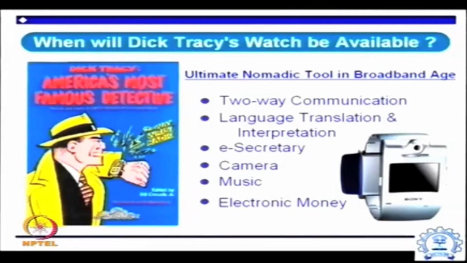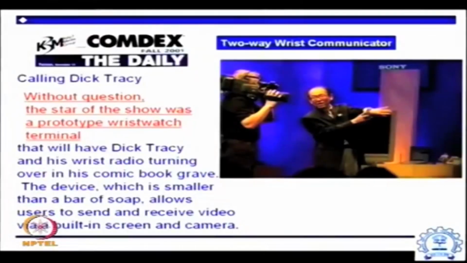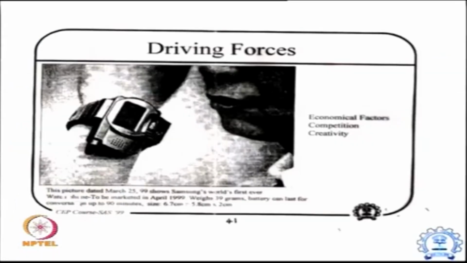However, Sony as early as 2006 actually made a similar watch which can do two-way communication, it can do language translation, which is very important if you go to other countries including Japan when I go, e-secretary, camera, music and electronic memory. This is the vice president of Sony, Mr. Tsukamoto. He was saying that if Dick Tracy had survived and seen this, he would have been turning in his grave, oh my goodness, this has become too much. So this is what has happened. Even Samsung in 1999 made a watch which can do many of the jobs, which Sony has bettered.